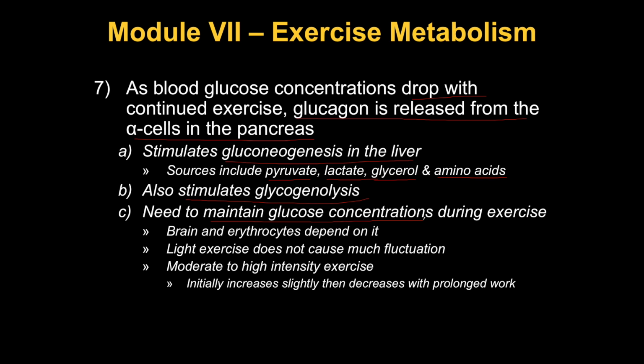Now, why do we need this glucose concentration to be maintained? Well, it comes down to the central nervous system. The central nervous system has a requirement for glucose, as well as erythrocytes, or red blood cells. So you always have to have some kind of glucose available in order to maintain proper functioning of those cells. And the type of exercise actually is going to influence this as well. Lighter exercise doesn't seem to have as much fluctuation in glucose concentrations as moderate to high intensity exercise does.